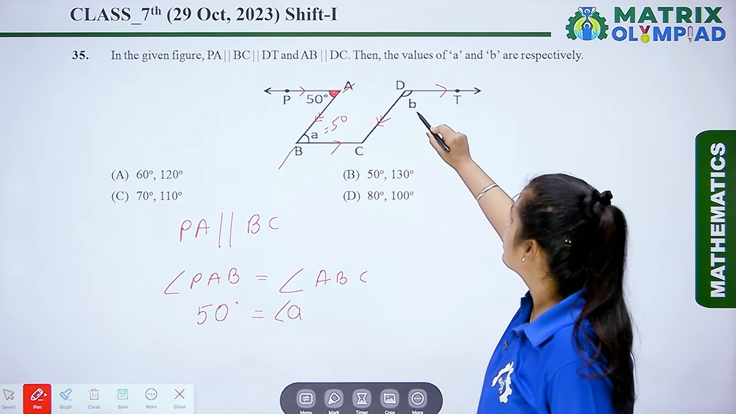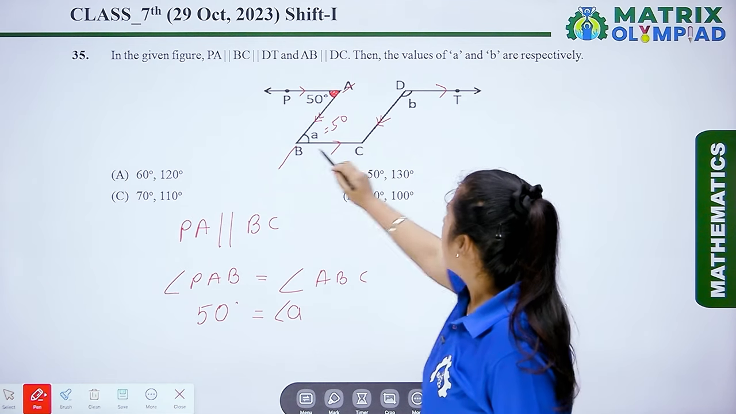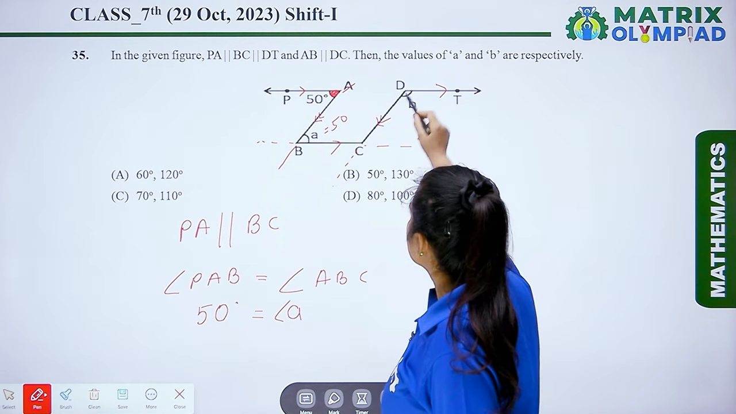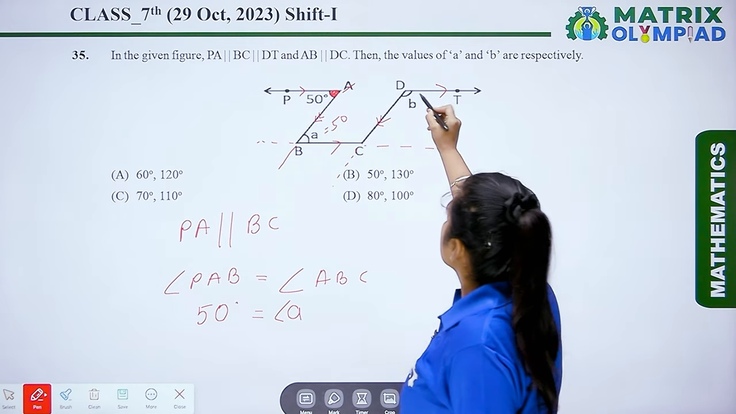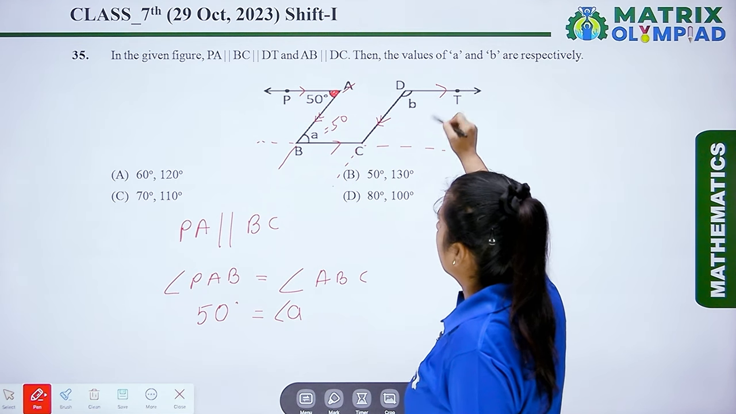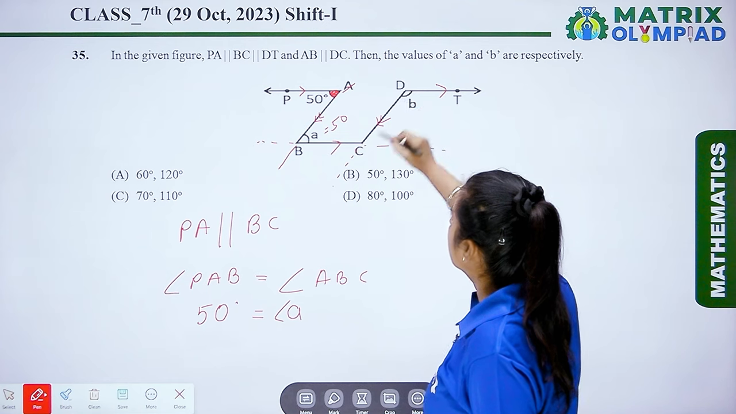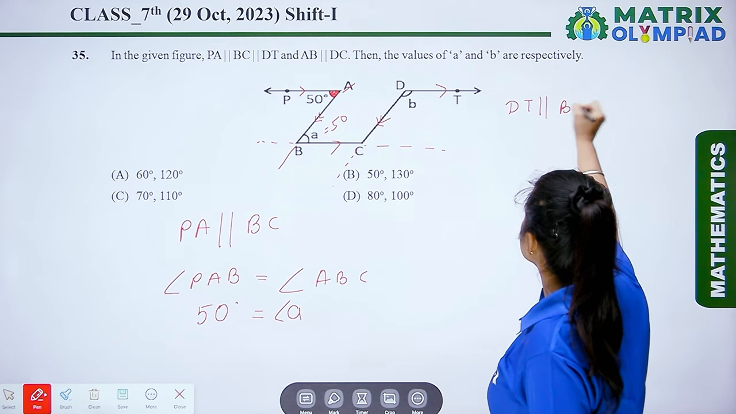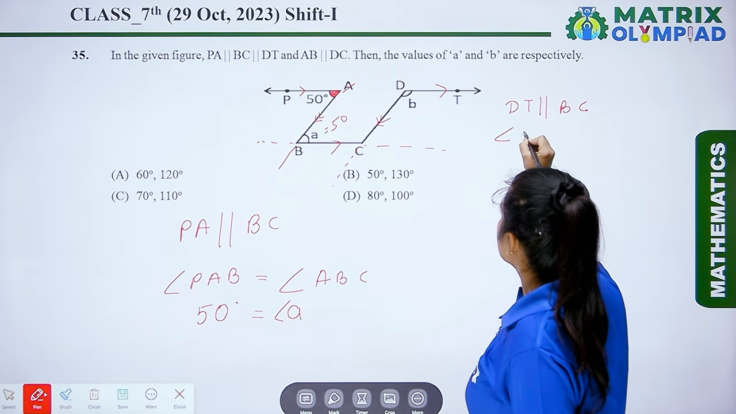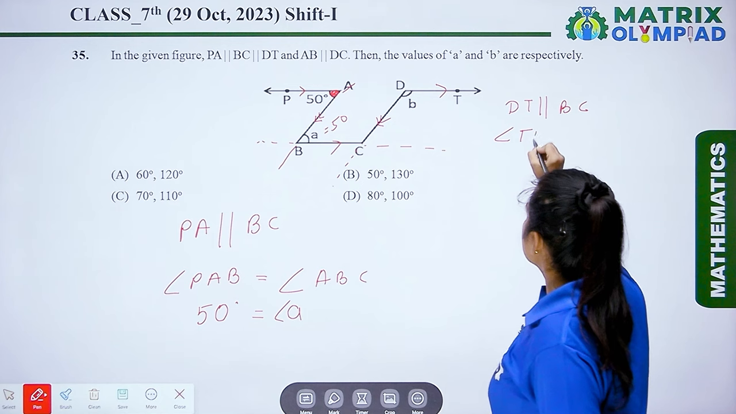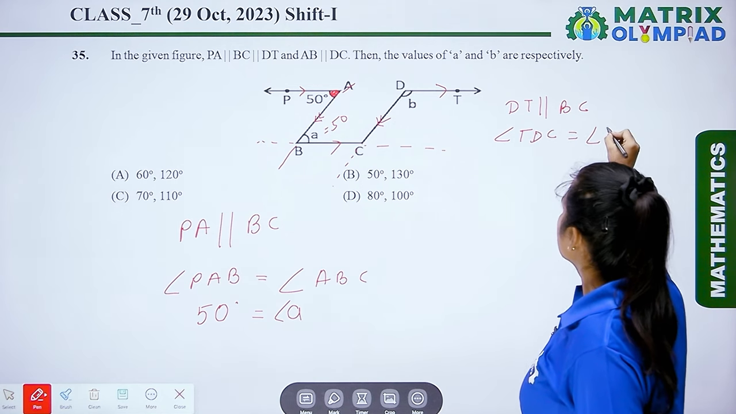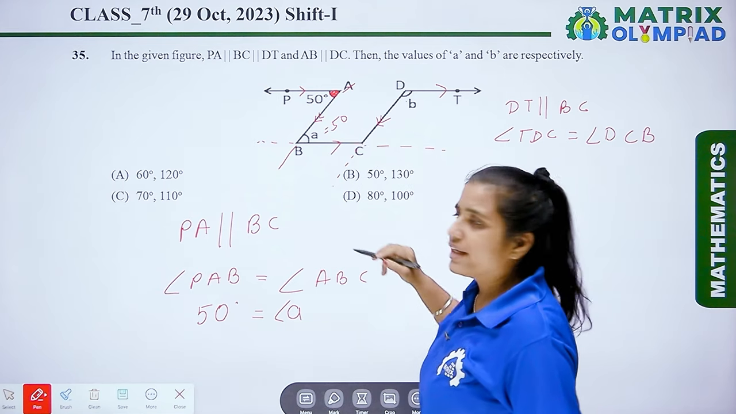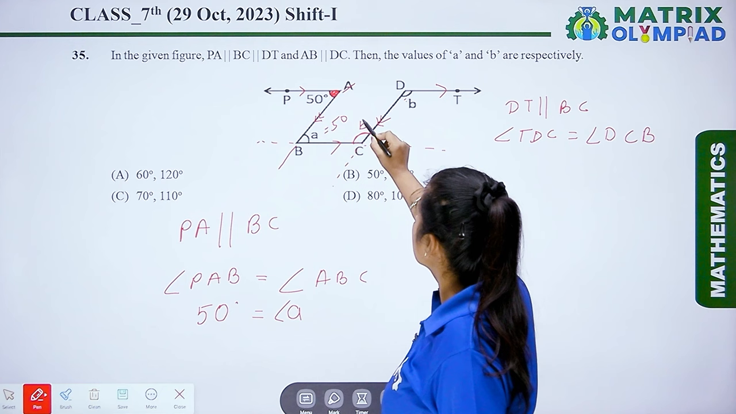Now, the next one is B. Here DT and BC are parallel lines. So, DC is a transversal. So, according to the parallel line concept, we can say that angle TDC is equal to angle DCB because these two angles are alternate interior angles. So this angle is also angle B.